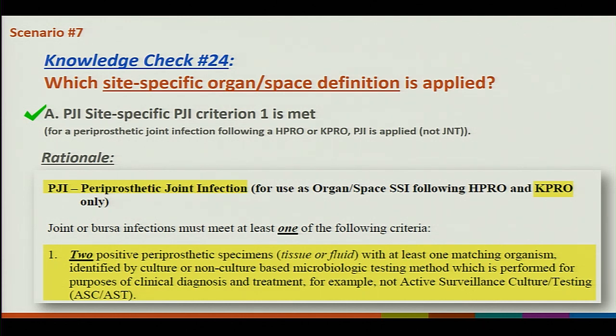Two positive periprosthetic specimens with at least 1 matching organism were identified by culture. The patient was clearly being worked up for an SSI at the time of the visit to the office, so that wouldn't be an invasive manipulation of the organ space. They had to get the patient back to the OR, and then they got additional cultures. And so this patient definitely meets the definition of a PJI.